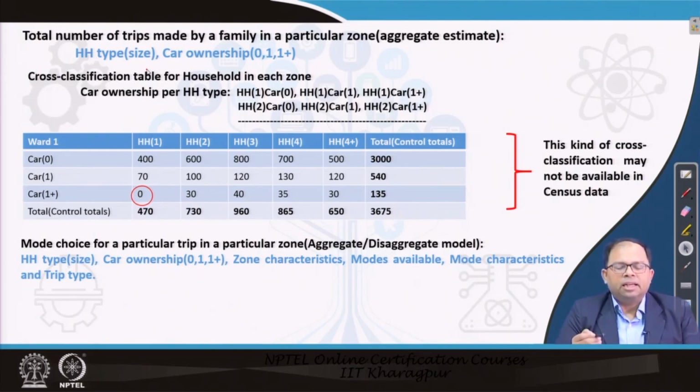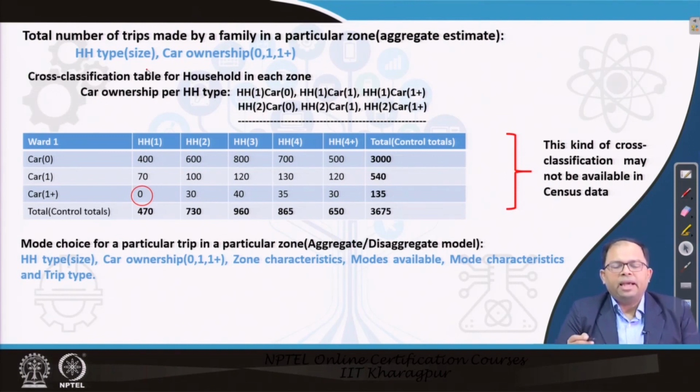And this is relevant. Why? Because the number of trips made by a family depends on the size of that household, and also if the household owns a car, it will be making certain number of trips. If it doesn't own a car, it may be making a different number of trips. So, these are influencing factors.